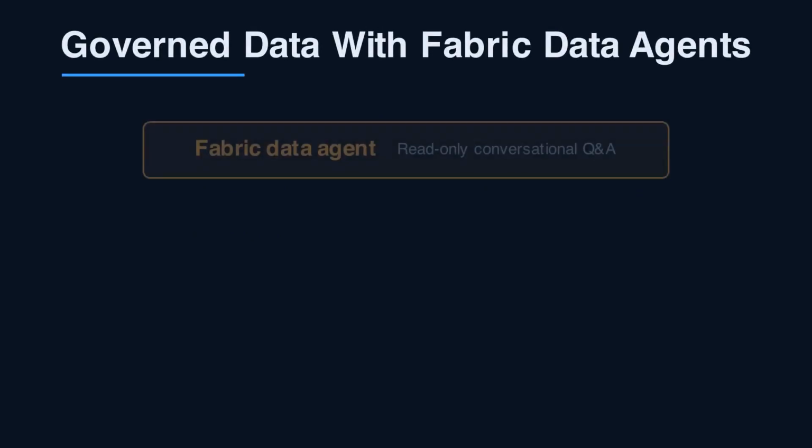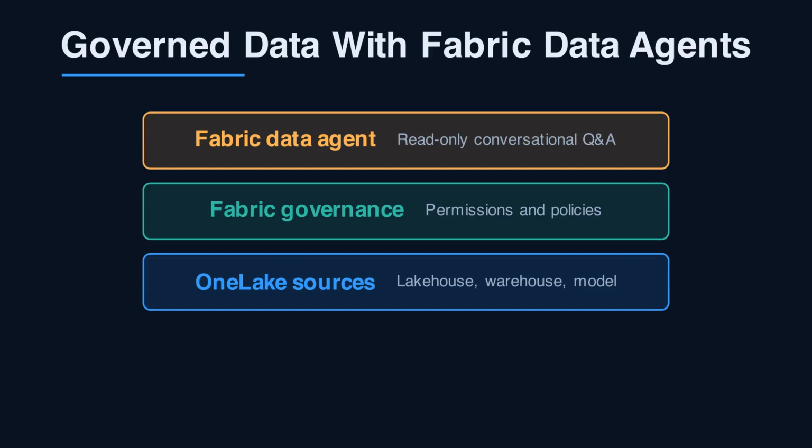Each domain gets its own Microsoft Fabric data agent. These are generally available now. A Fabric data agent gives conversational, read-only question answering over governed OneLake sources, pointed at specific lakehouses, warehouses, or semantic models. The HR data agent sees only HR tables. The finance data agent sees only financial models.